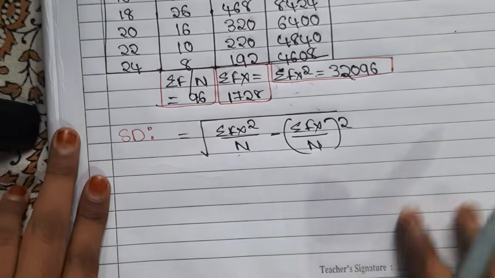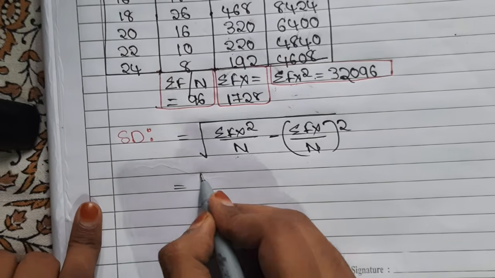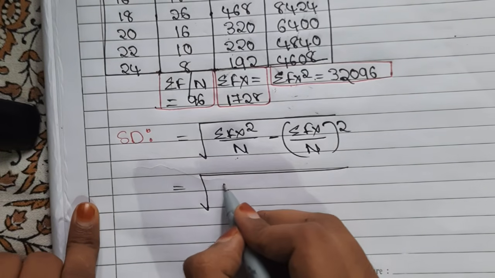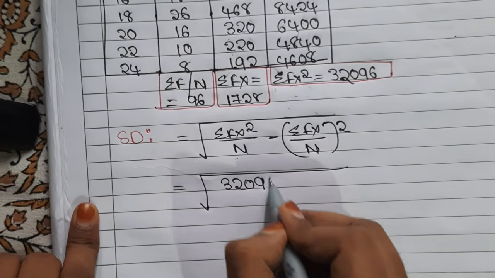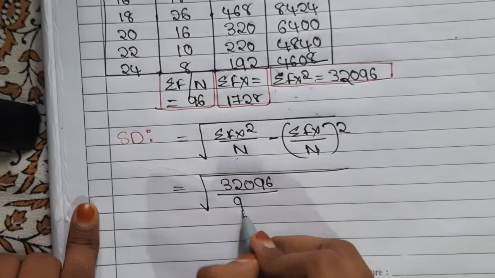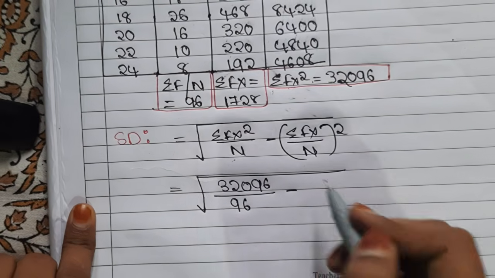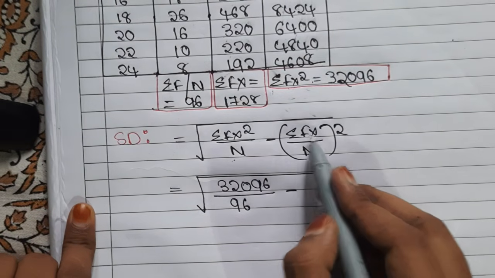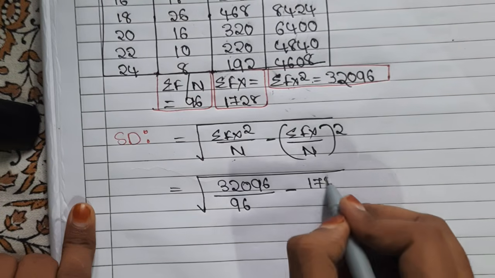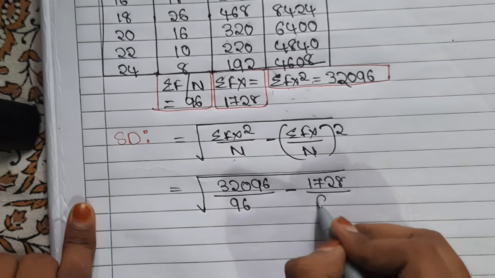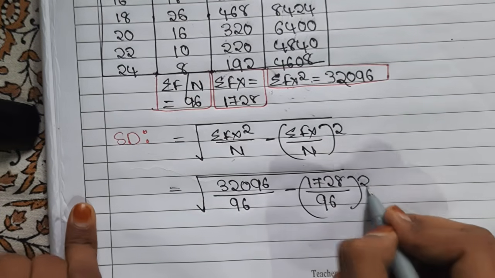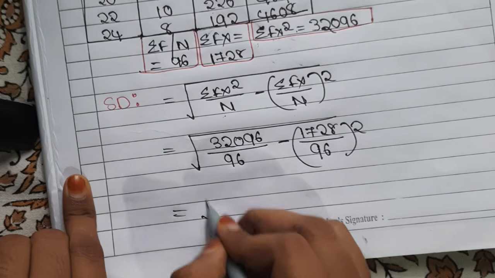Now let us substitute all the values. Under root sigma fx square, how much is it? It is 32096 by n. N is 96, minus sigma fx, how much is it? 1728 by n, 96, whole square. Now you perform the calculations.